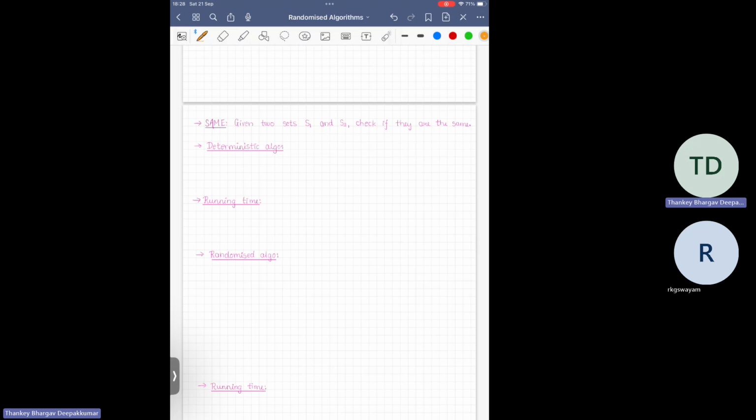The deterministic algorithm is simple. Go over every element of S1. For every element of S1, go over S2 entirely and check if this element appears in S2 or not. If it appears, remove it. So for every element, I would require one scan, of the order of n time. If there are n elements in the set S1, then I would require an effort of the order of n squared. That is the deterministic thing. I can quickly write the deterministic algorithm.